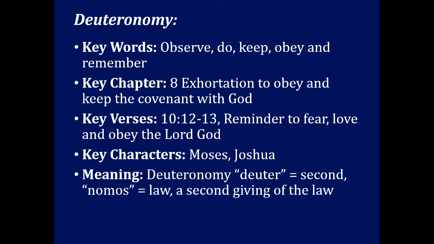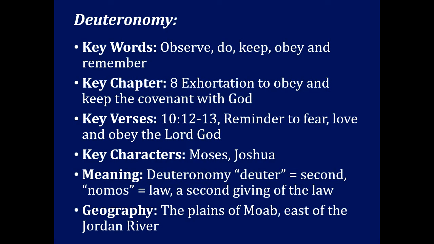The meaning of Deuteronomy is deuter, which equals second, and nomos, law: second giving the law. Now this is an unfortunate title for the book, because this is based on an improper translation of chapter 17, verse 18. And essentially, Moses is not giving them a second law. He is just recounting the law, or retelling the law, if you will, or expounding upon it. But that is the title we have anyway for our English translations. The geography is the plains of Moab east of the Jordan River. So again, we have no movement when we come to the book of Deuteronomy.